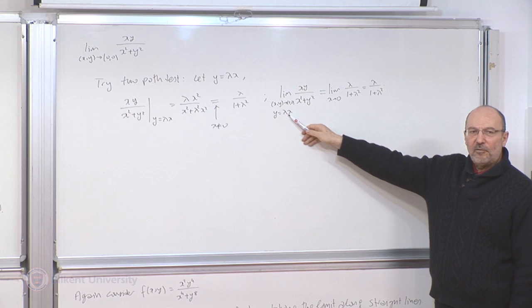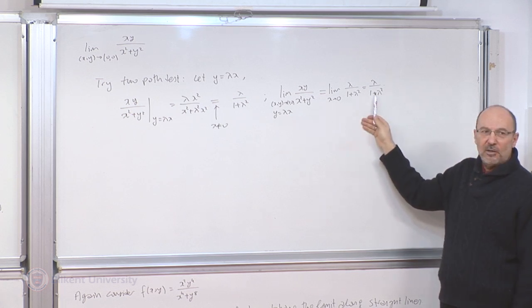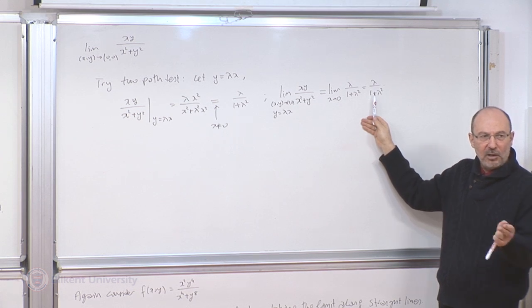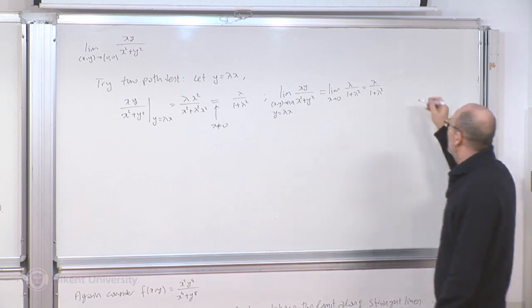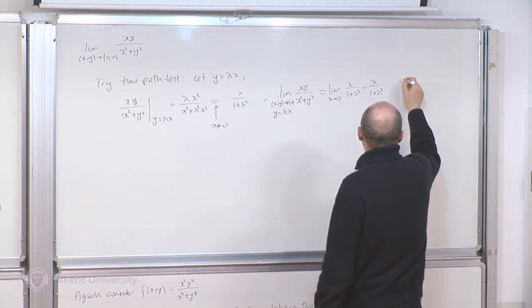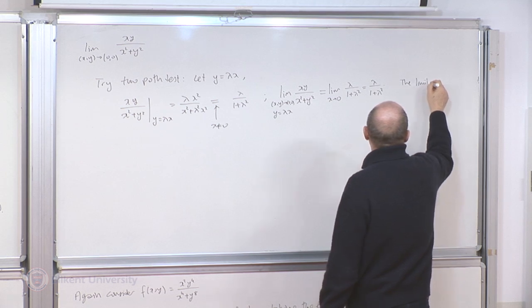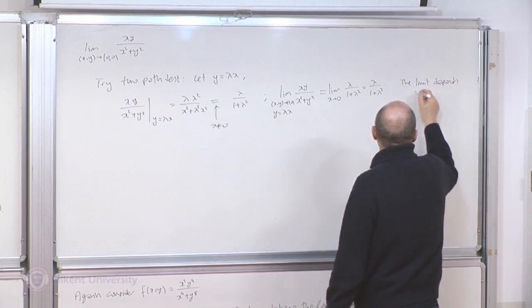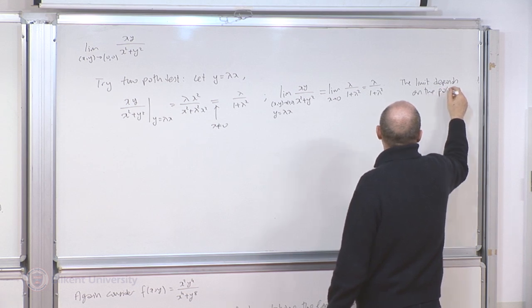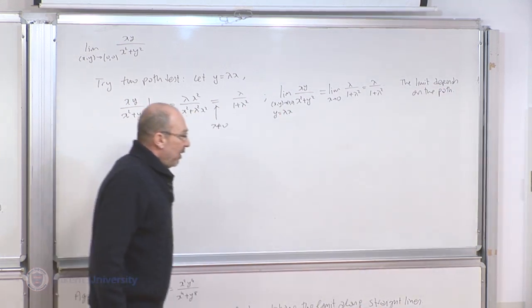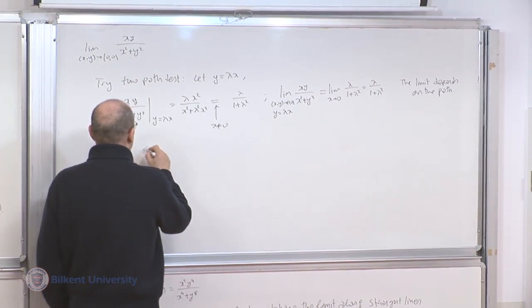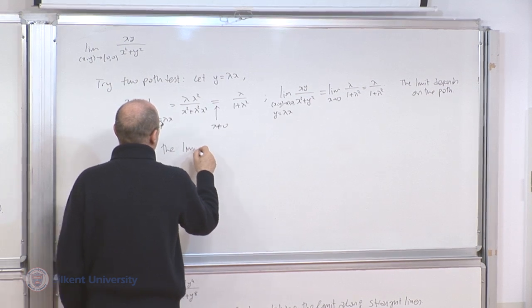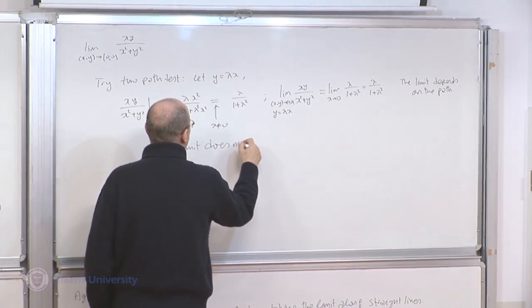If we move along different paths, we get a limit depending on the slope of the path. So if you change the path, you'll get a different number. So along different paths, we get different limits. The short way of saying that is the limit depends on the path. However, if the limit existed, it would not depend on the path, so the limit does not exist.